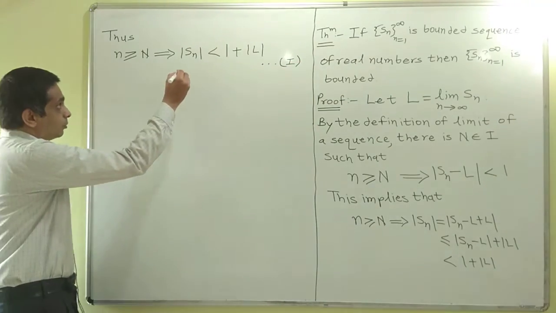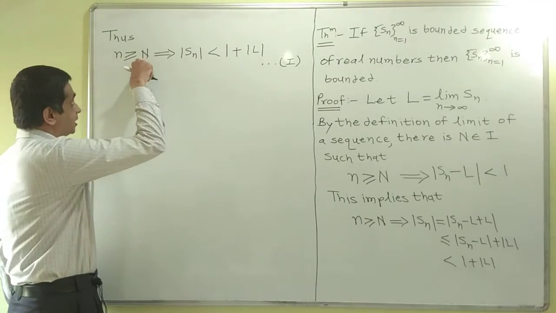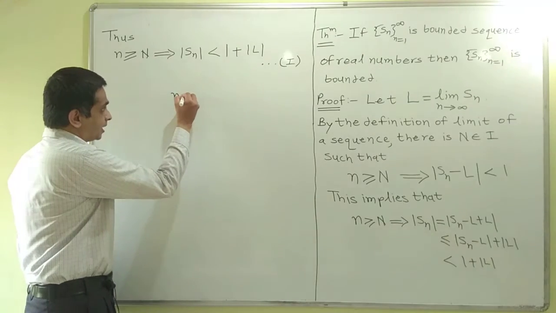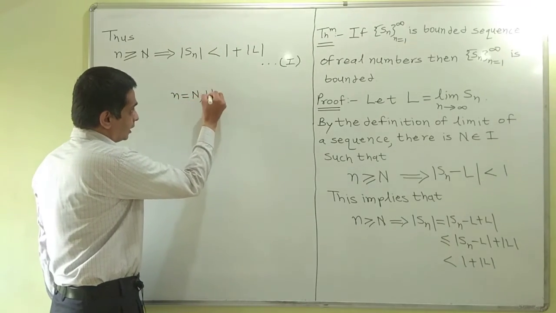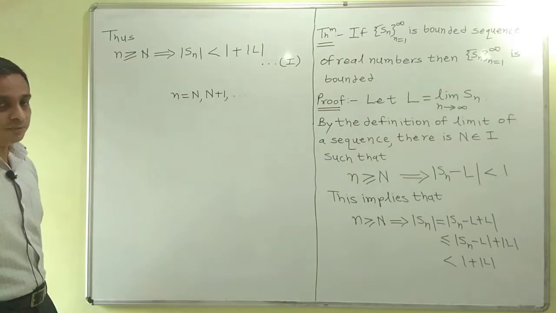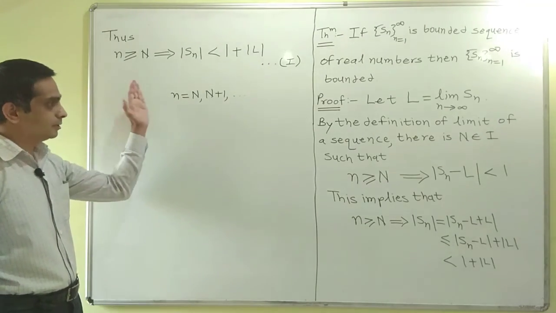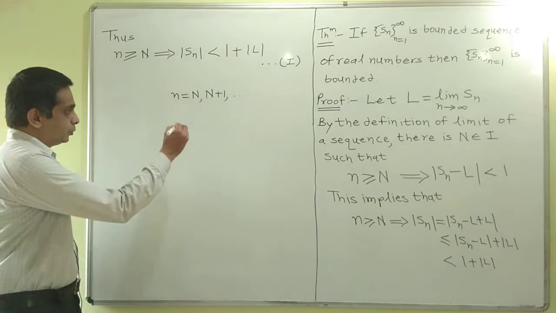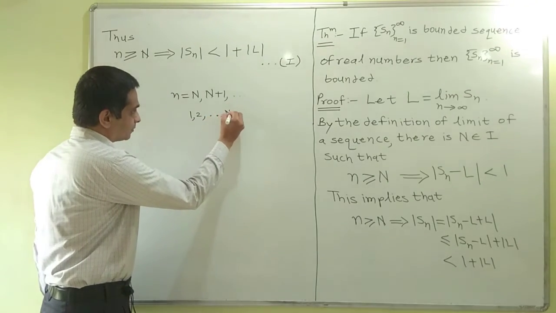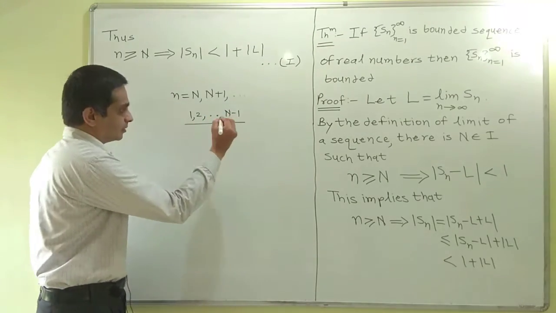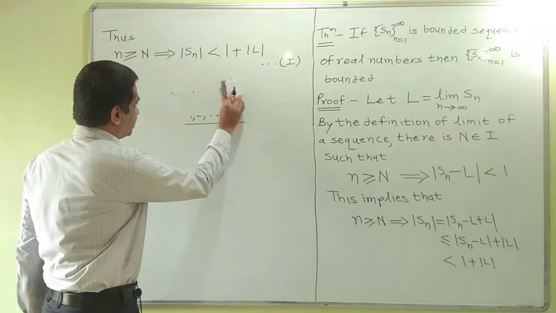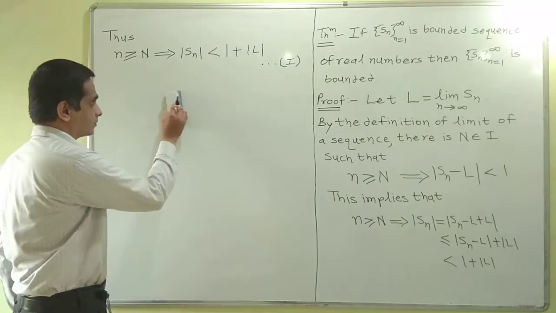So this statement holds for all n which are greater or equal to N. So we can take n to be capital N, N plus 1 and so on. Now there are finitely many terms which are left. Which terms are left? Up to 1 to up to N minus 1. So let us separately consider these terms.